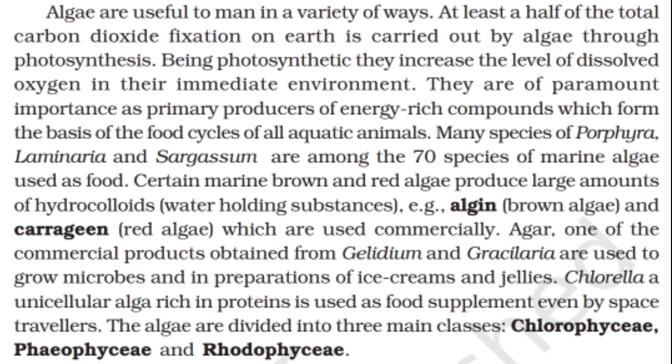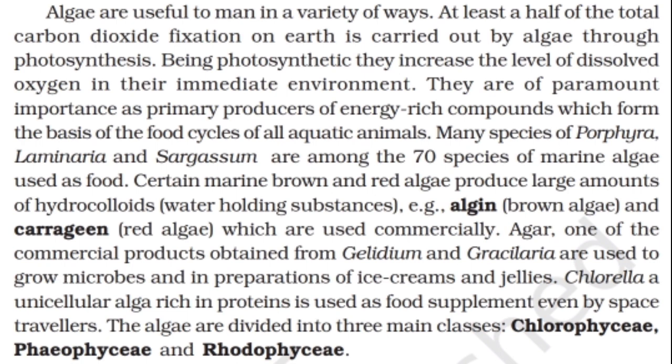all aquatic animals. Many species of Porphyra, Laminaria and Sargassum are among the 70 species of marine algae used as food. Certain marine brown and red algae produce large amounts of hydrocolloids (water-holding substances), for example algin from brown algae and carrageen from red algae, which are used commercially.